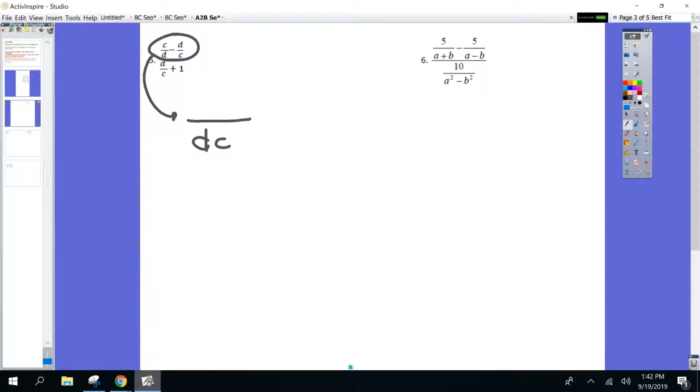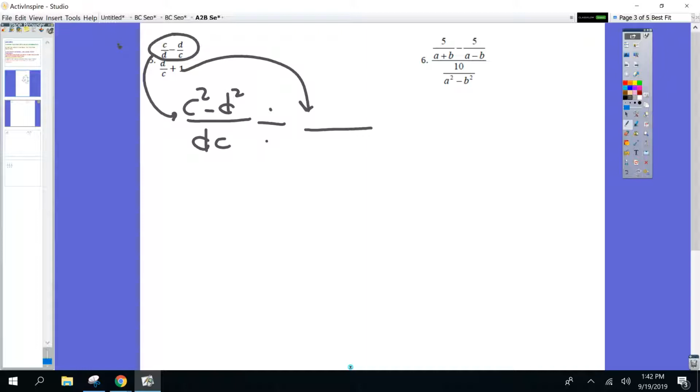3. What do you have to multiply this first one by? Go ahead. Okay. Minus. What do you have to multiply this one by? D, so you get minus. Okay, thank you. Divided by. Here we go.